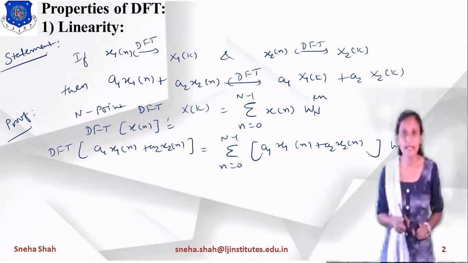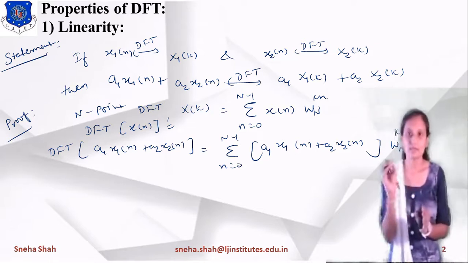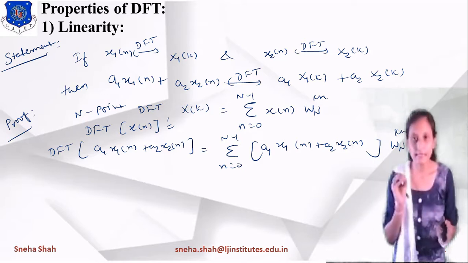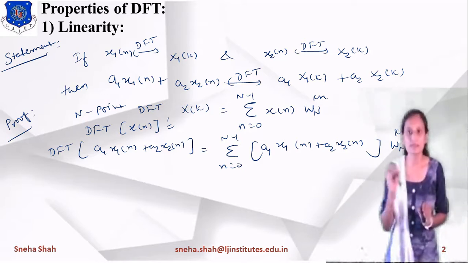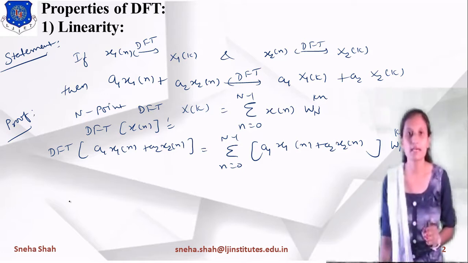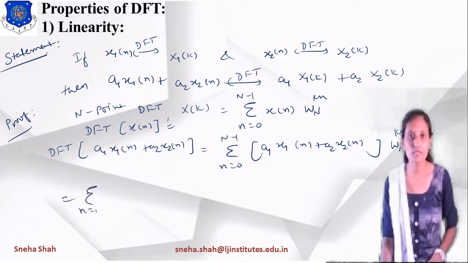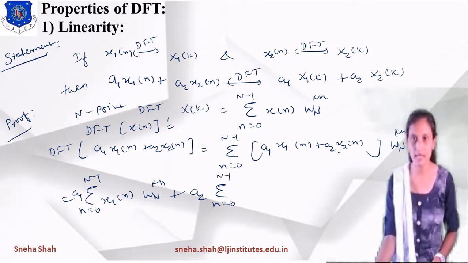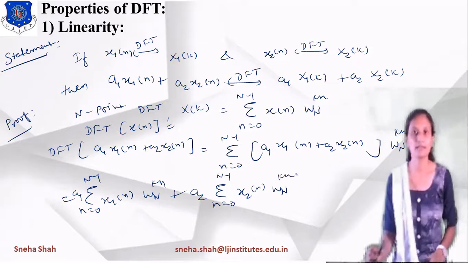Now as you know, if I am writing a plus b into c, then what will be the value? ac plus bc. So by using this rule, the term will be summation n equals 0 to N minus 1, a1 is constant so it will be outside of this summation, x1 of n into W N raised to kn. The same way, a2 is constant, so it will be outside of the summation n equals 0 to N minus 1 of x2 of n into W N raised to kn.